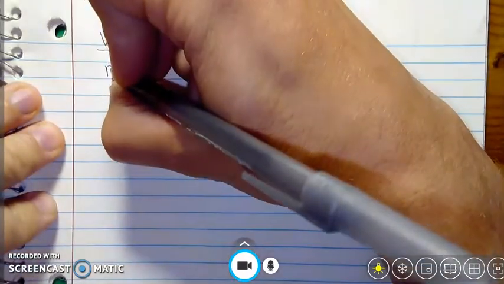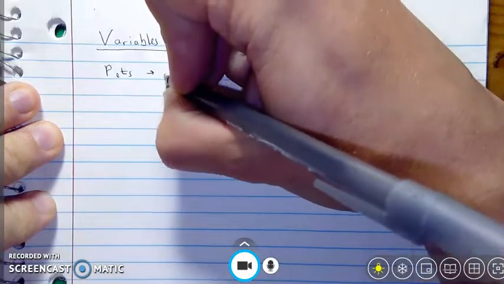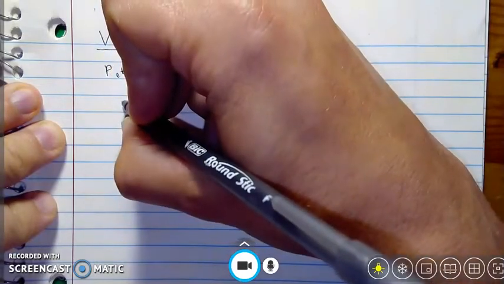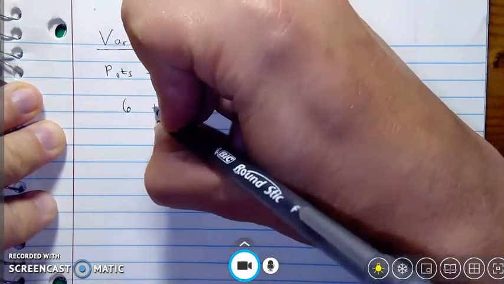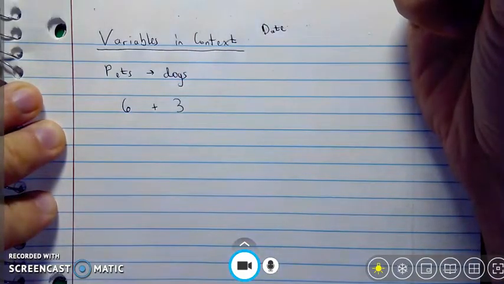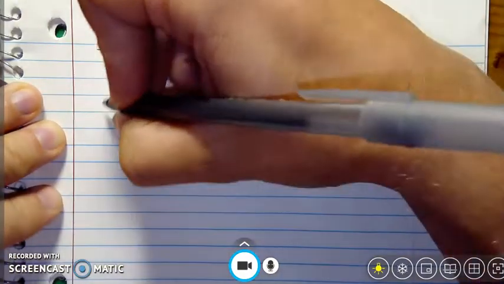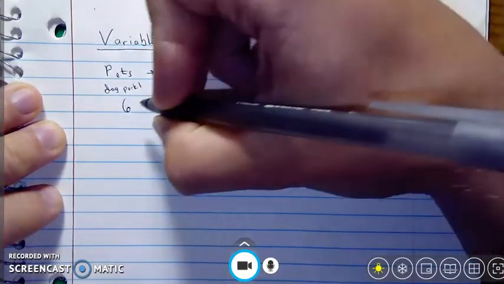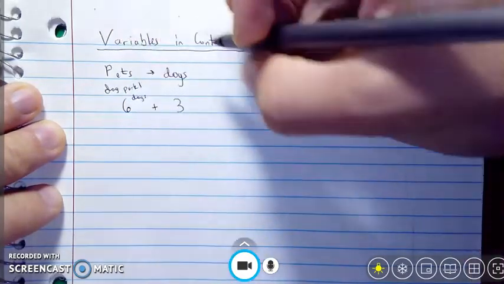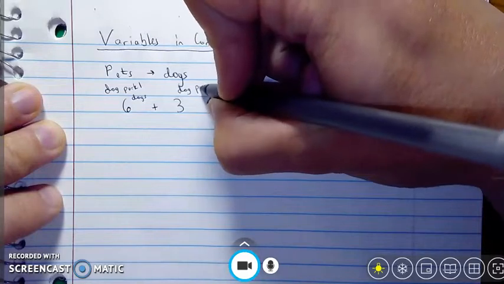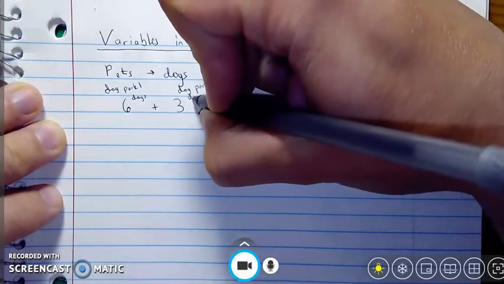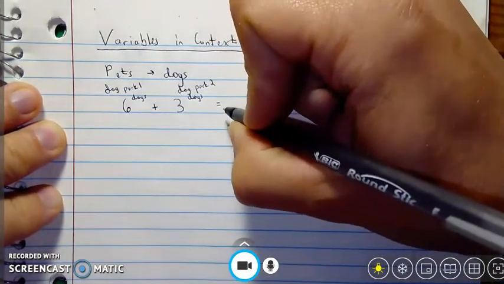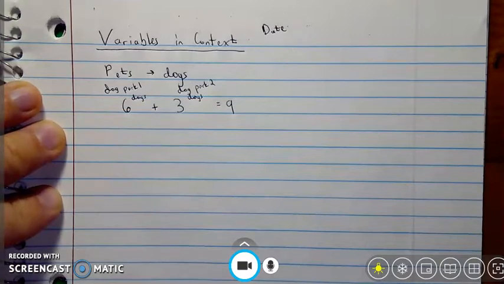So let's talk about pets real quick, and specifically dogs. Let's say we start with something simple that we pretty much all know how to do. 6 plus 3. Let's put some context behind this though. Let's say dog park 1 has 6 dogs, and dog park 2 has 3 dogs. That should be pretty easy for us to add those both together. We know that we have 9 dogs total.